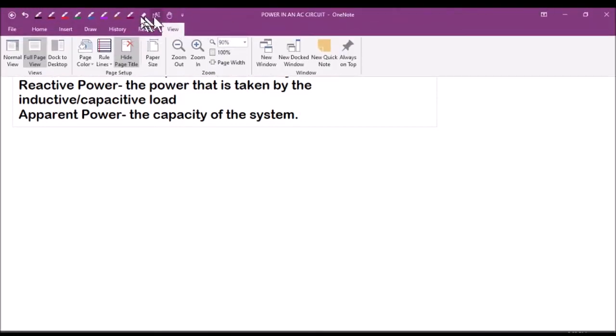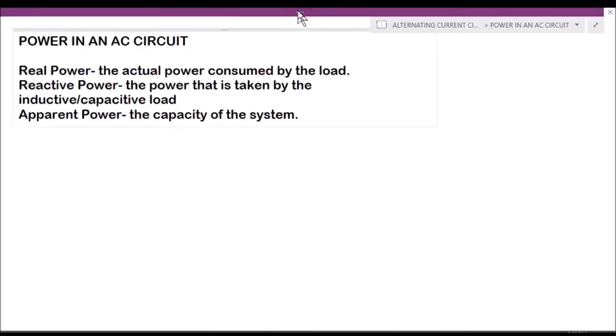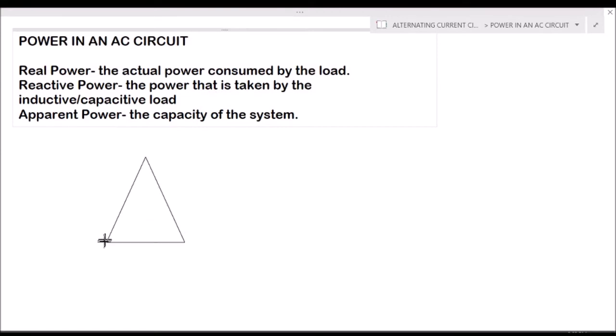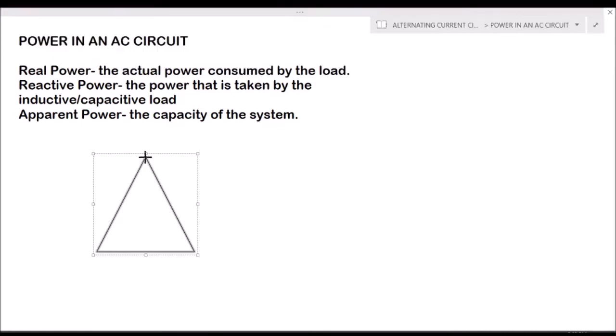In order for us to have the relationship of these three types of power, we will write a so-called power triangle. It is different from the power triangle that we had in the last video, on the DC circuit. The power triangle I discussed on that topic was about how to manipulate the formulas, more of a technique. But this one is a power triangle showing the relationship between real, reactive, and apparent power.